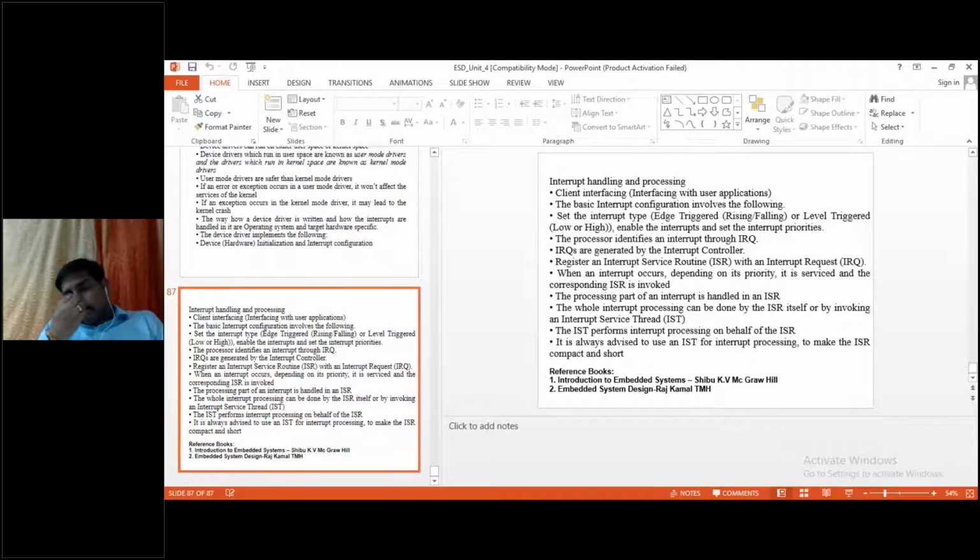In this unit 4, we have seen what an operating system is and what the types of operating system are, what a task is, what a process is, what multitasking, multiprocessing, and multiprogramming are, what the types of multitasking are, what task scheduling is, what the types of scheduling are, and how to choose an RTOS. So this is all related to embedded firmware.